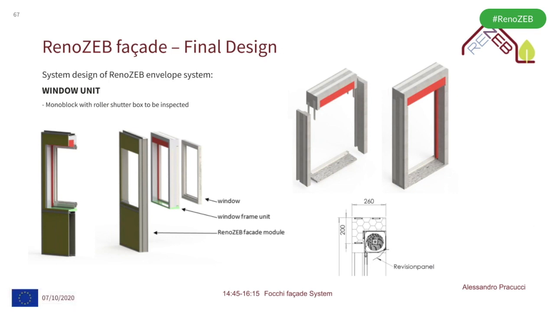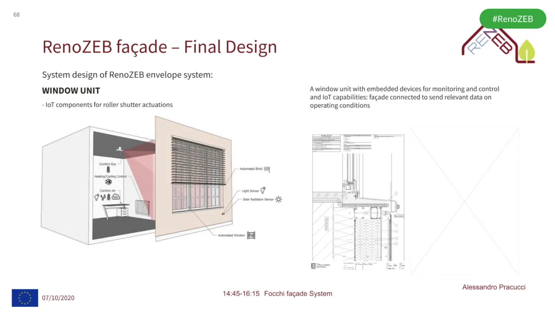This roller shutter, to give you an example, can be in different materials, aluminum as well as PVC. This is the window unit, which also includes the sensors and the actuations of the roller shutters. We have included some IoT components in this facade, in particular a sensor installed on the outside that can be used to understand the environmental conditions and to adopt actuations for the roller shutter.